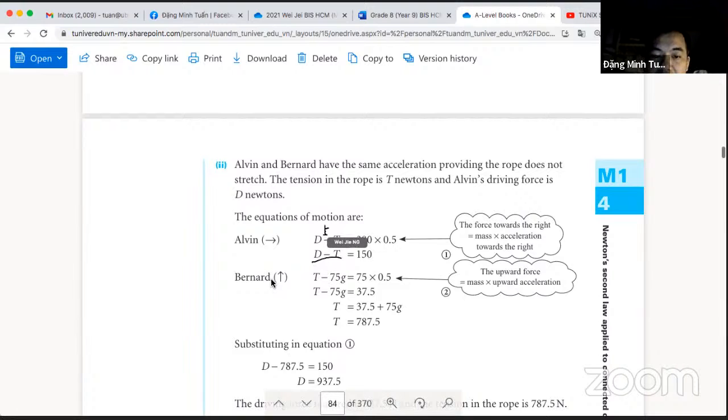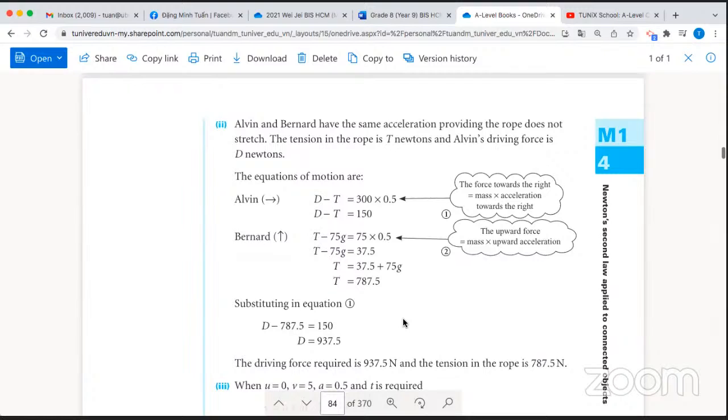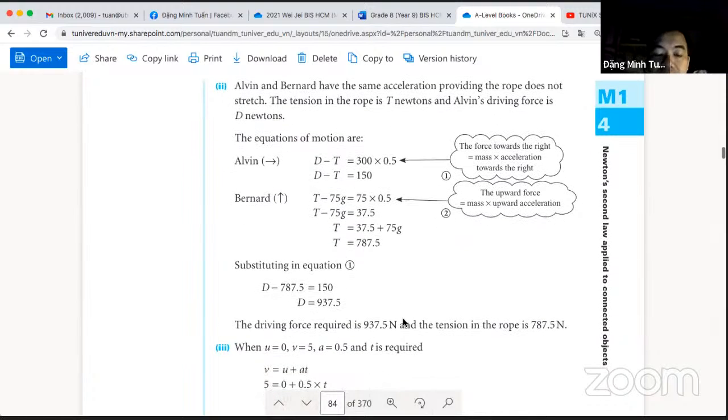And also you can write the second law of Newton for the Begna. Similarly, you have T minus gravity, 75 times G, equal to 75 times acceleration. And then in this case, for the second one, you can find out the value of T and substitute it into the first one, and you can find out the D. Got it? You just insert it.